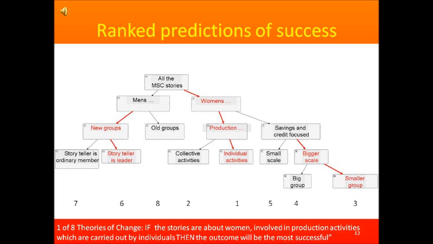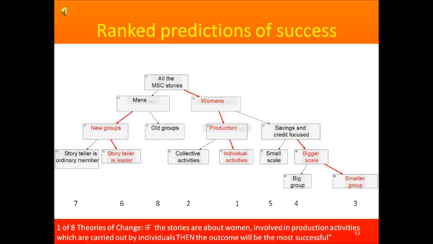The collective activities were a second choice amongst all the production orientated activities, so that becomes the second ranking type of story. To find a third ranking, we need to go back up the tree to the group of stories about women and look at their second choice there, which was savings and credit focused stories. And then amongst those, we look at their first choices, which were bigger scale activity, and then amongst those involving smaller groups. So we give that a third rank. The second choice amongst those bigger scale savings and credit focused activities was those involving big groups of members. So that becomes the fourth rank.